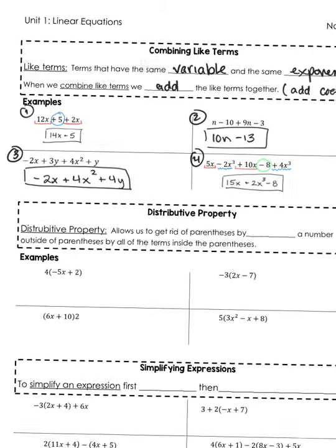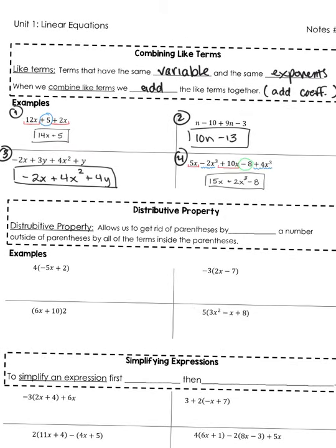Another way that we simplify expressions is using the distributive property. The distributive property allows us to get rid of parentheses by multiplying the number outside the parentheses by all the terms inside the parentheses. So a big hint that you need to distribute is that you will see parentheses in your problem. For this one, we're going to do number 1 and number 2 together, and then I want you to try 3 and 4.